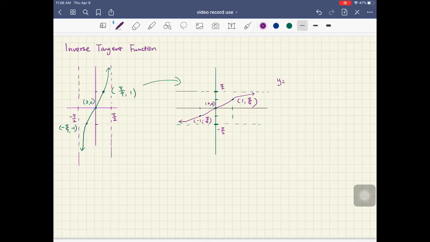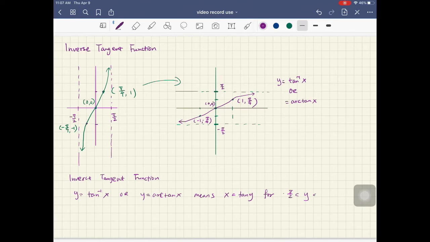So we can call it either tangent inverse or arc tangent x. By definition, or more officially, when we're talking about the inverse tangent function, we normally call it y equals tangent inverse of x or arc tangent x. That means x equals tangent of y with the original restrictions, negative pi over 2 less than y less than pi over 2.